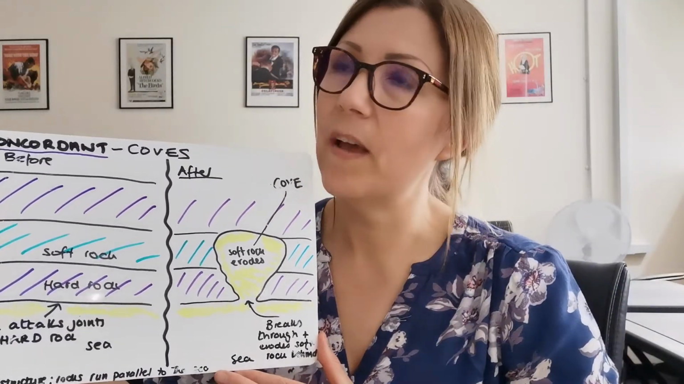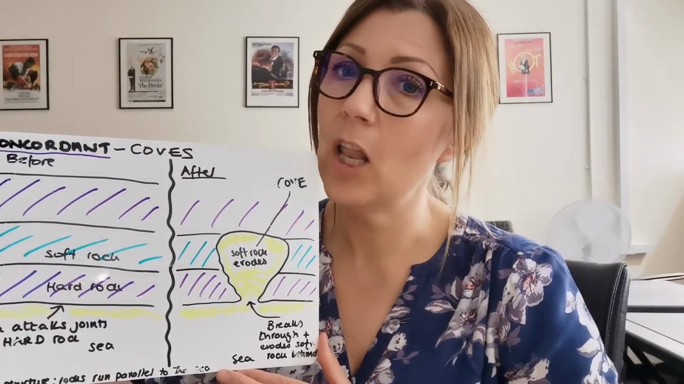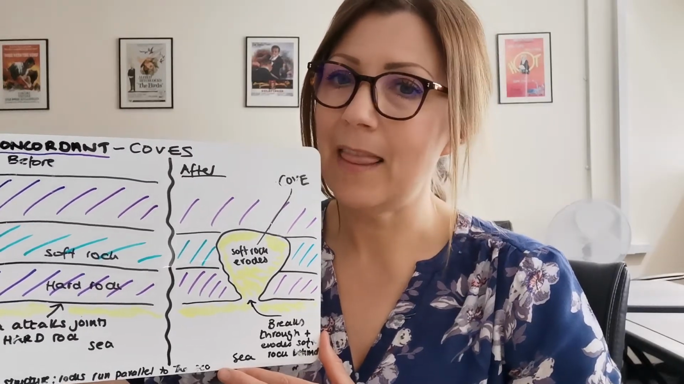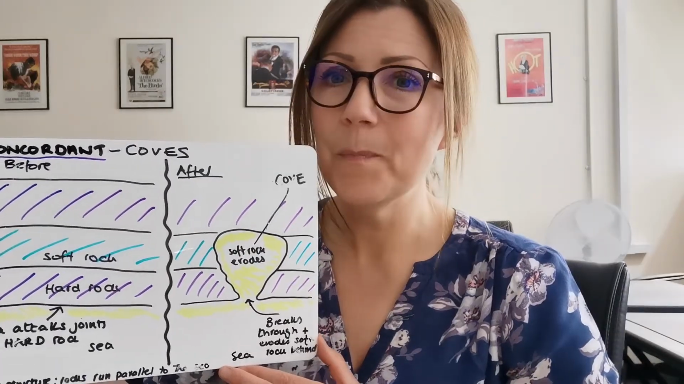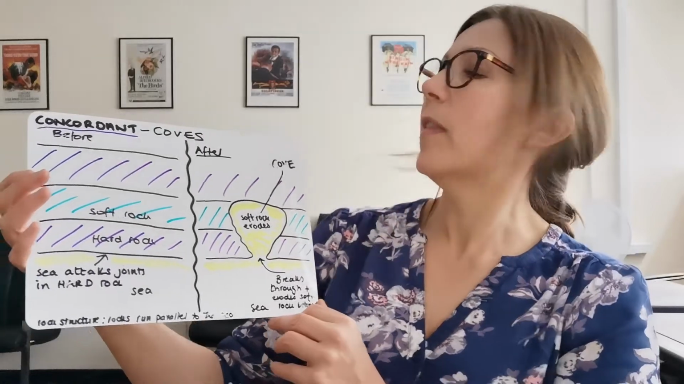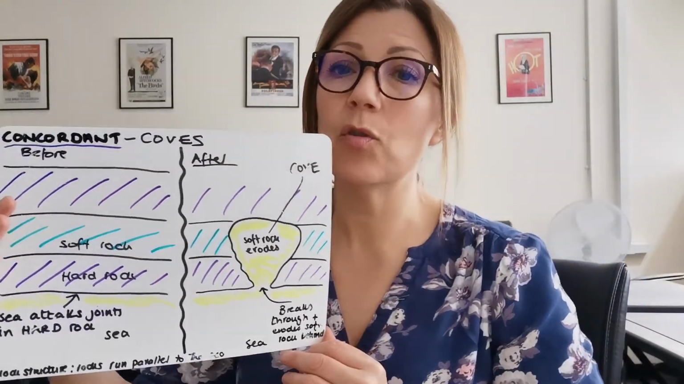And that whole bit of coastline has quite a large band of limestone facing the sea, and like I said, that acts as a wall. But in some places it does break through, and we've got this cove forming. So that is coves forming on concordant coastline.